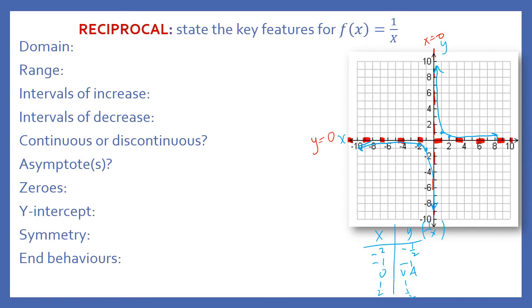Domain. X can be anything except for one number, 0. So x cannot be 0. Looks like I've given up on those curly brackets. Range. Range can be anything except for 0.